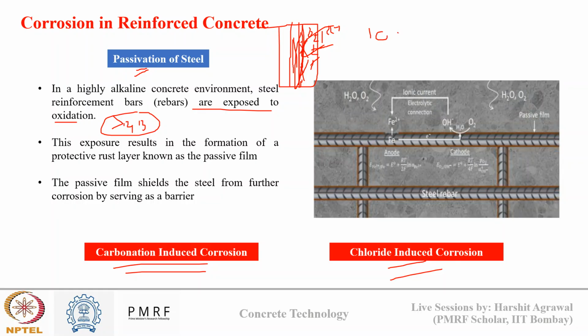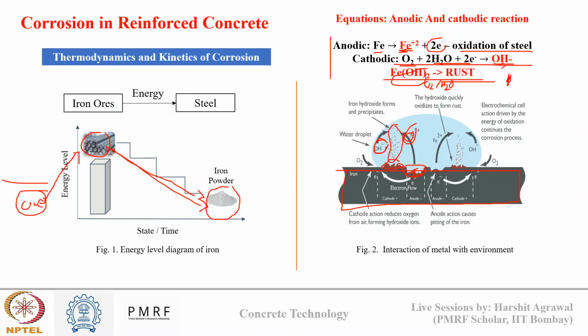Maybe over 100 years also it can have. However, if aggressive ions can go through concrete and break this passive layer which is formed over the steel, my service life can reduce from 100 years to maybe 10 years also, based on the rate at which the corrosion is occurring, the rate at which these two reactions are occurring. So the rate of occurrence of these two reactions will define the rate of corrosion.